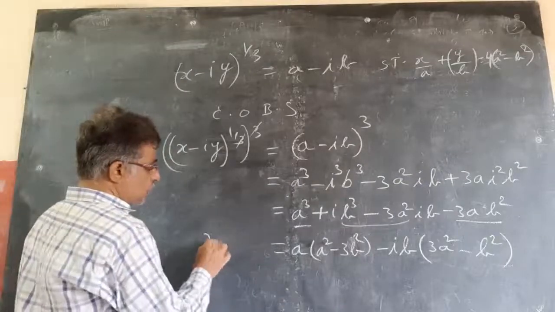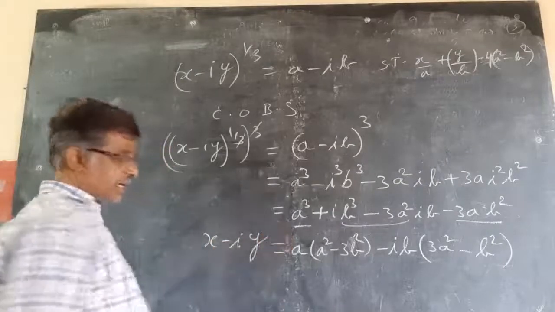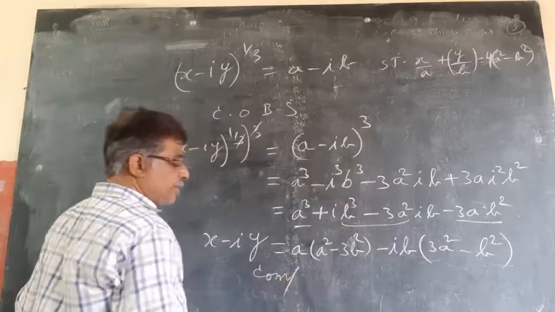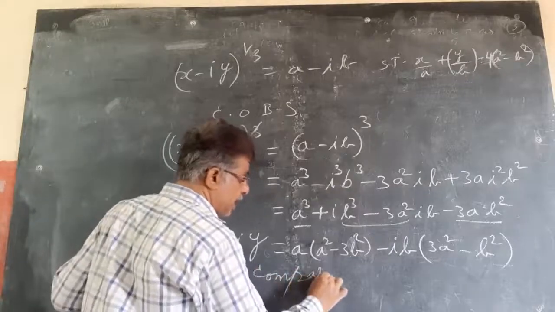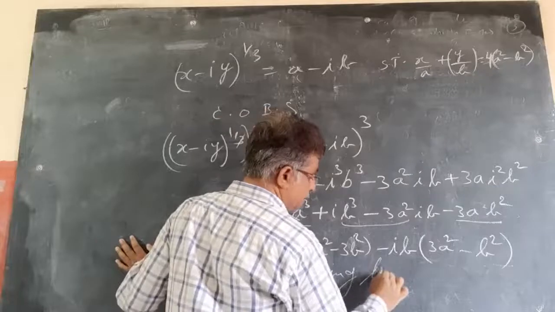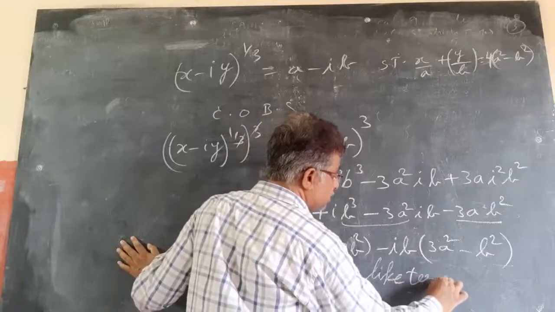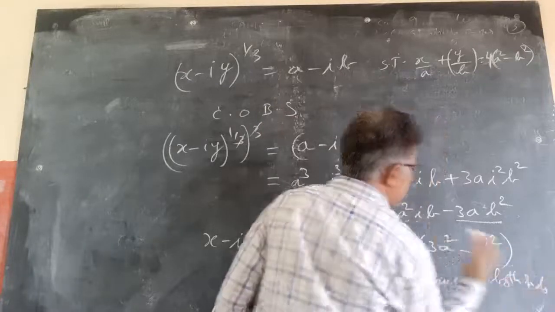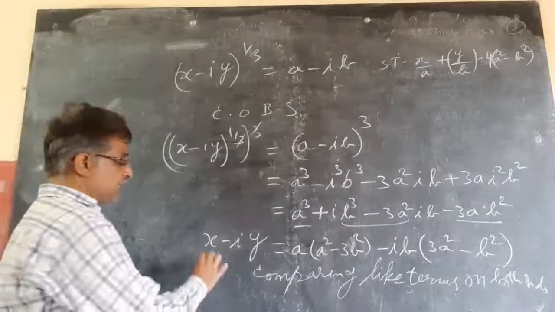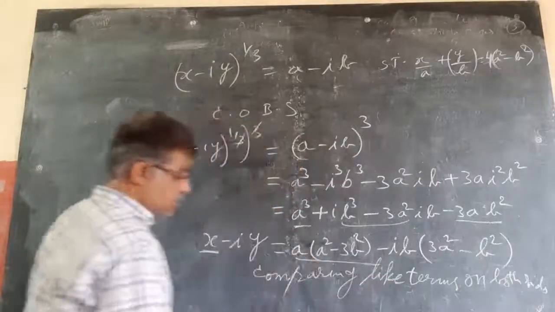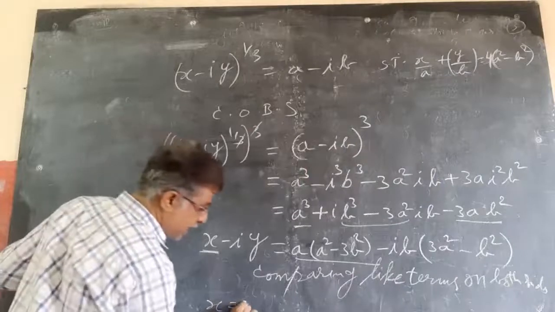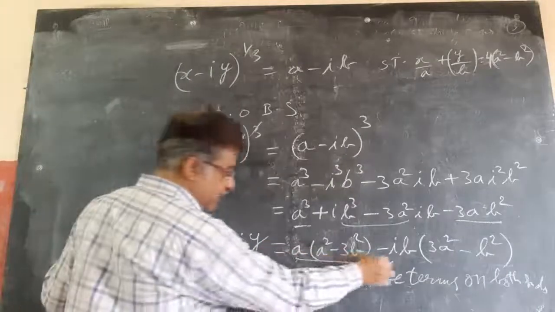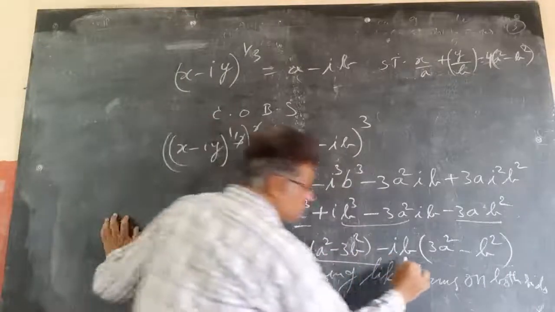And on this side I have x minus iy. Now comparing like terms on both sides, means real to real, imaginary to imaginary. What do you get? By comparing like terms on both sides, real part here is x, so x = a(a² - 3b²), and here minus i, so left out is y equal to this part.